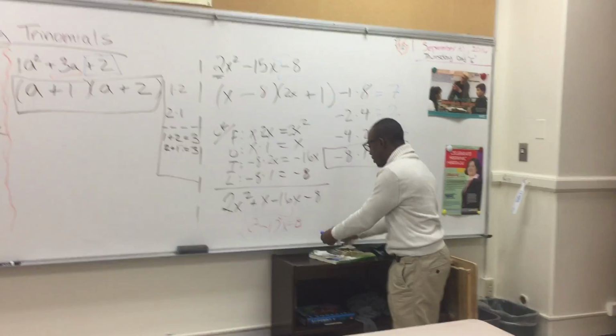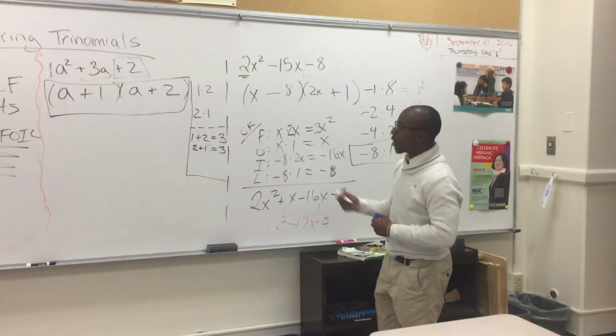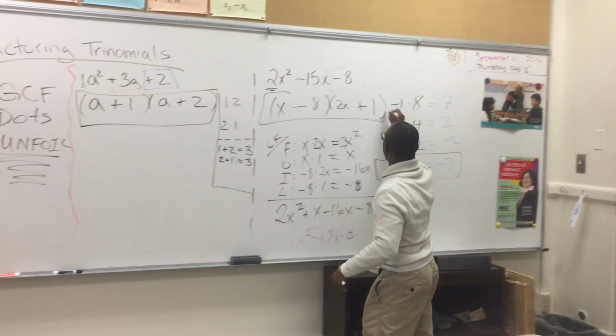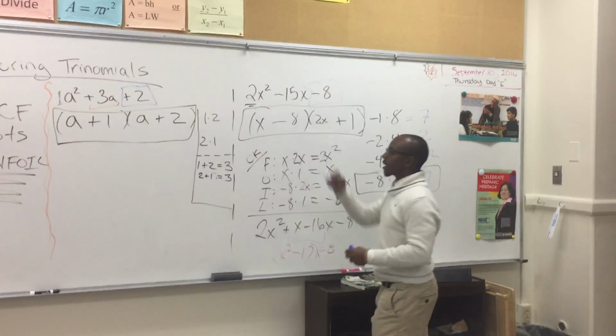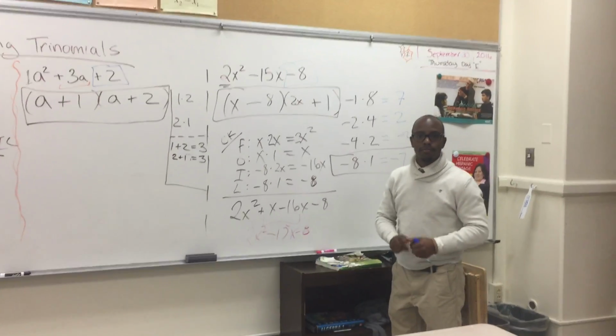So since this is correct, your answer for factoring this trinomial would be this right here. X minus 8 times 2x plus 1. That's it.